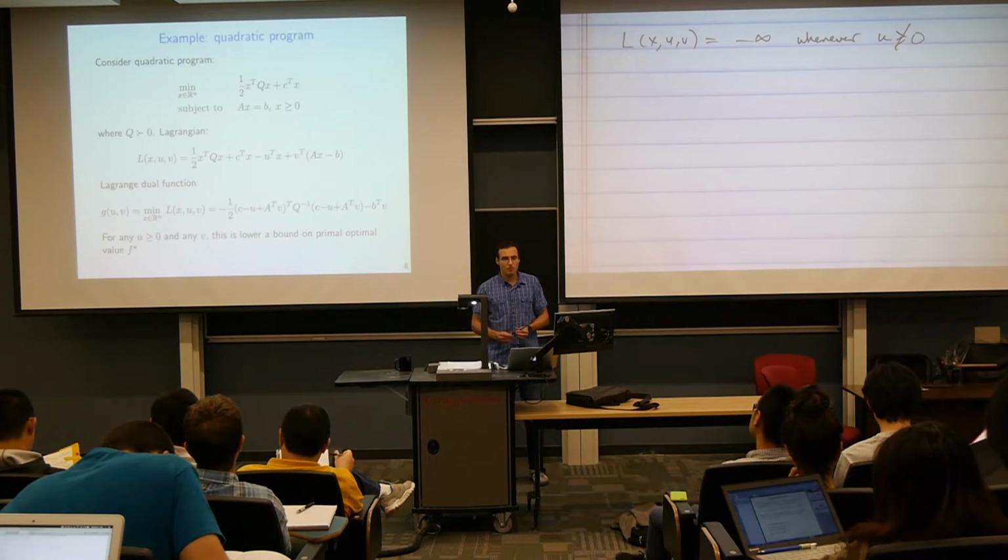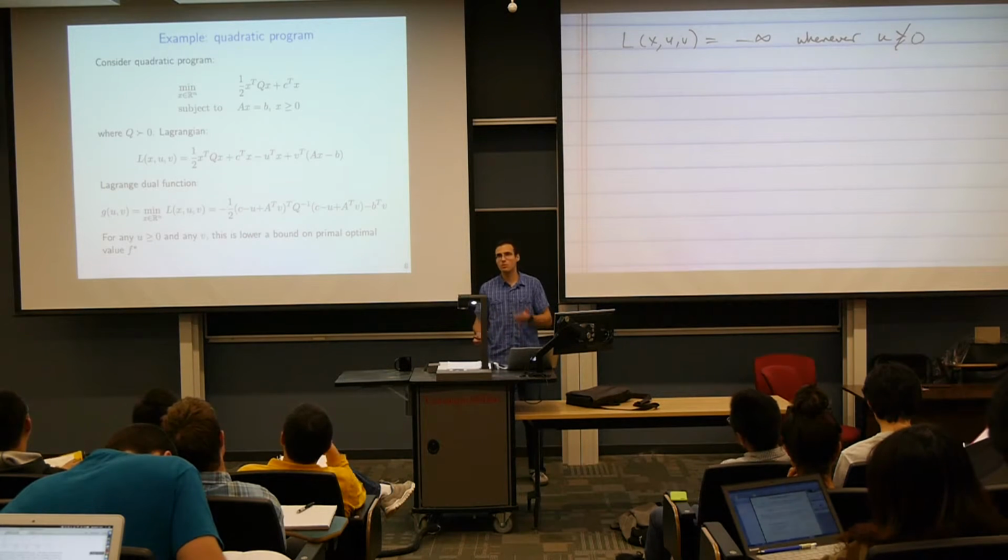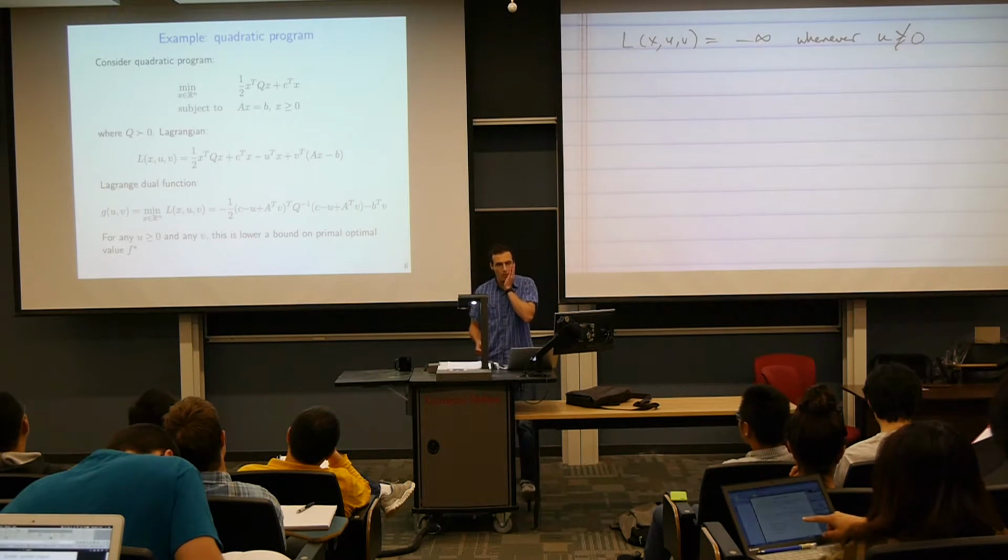Here's less of a toy example. Let's derive the dual of a quadratic program. So we already saw duals of linear programs. Here's the dual of a quadratic program.